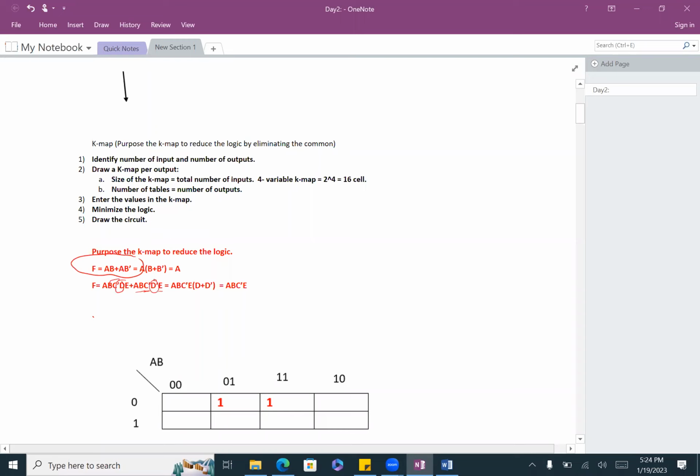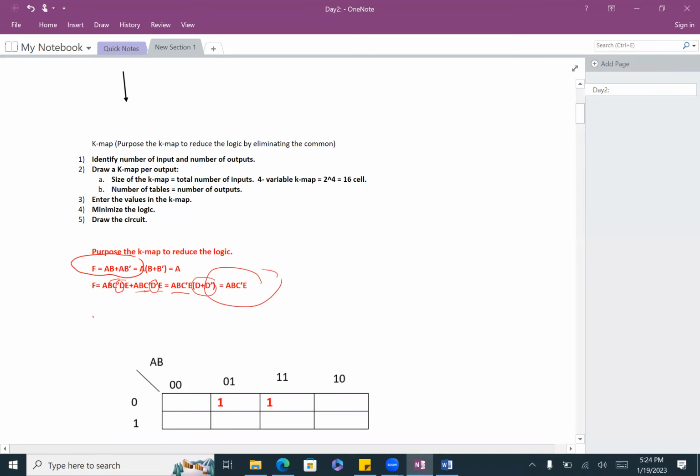So how do you combine them? By putting the common out and then D and D bar together. And what's the result? Only A, B, C bar, E. So in this case, we eliminated the difference. The difference here is D, because D and D bar cancel each other. It's going to be 1. And that's why we did that.